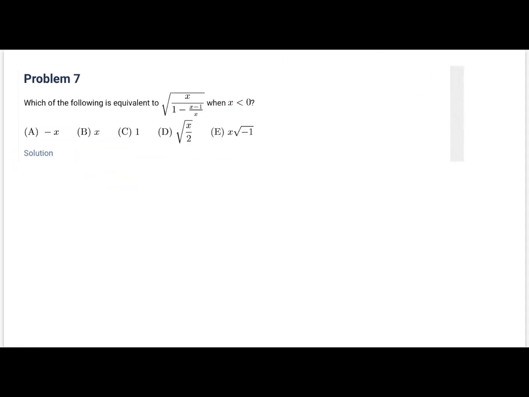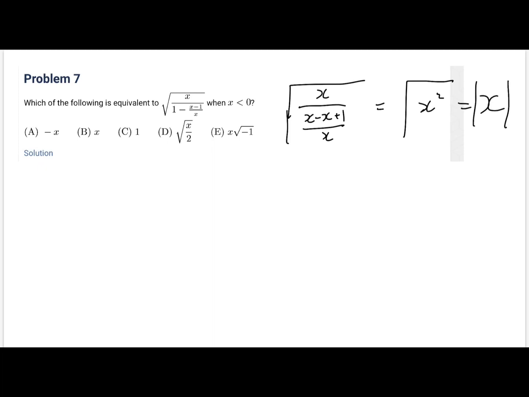Problem 7, which of the following is equivalent to this expression when x is less than 0? So we could say that this whole thing is the same as root x squared, which is x. No, it's the absolute value of x, but x is less than 0, right? So this is equal to minus x. With minus x, it's A.